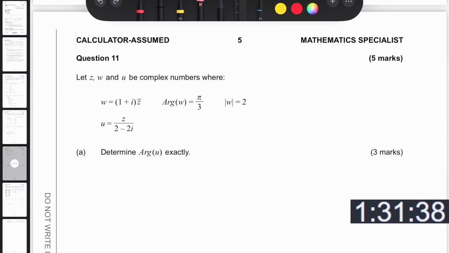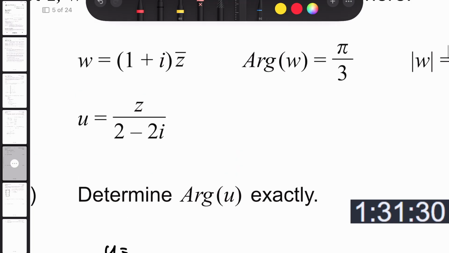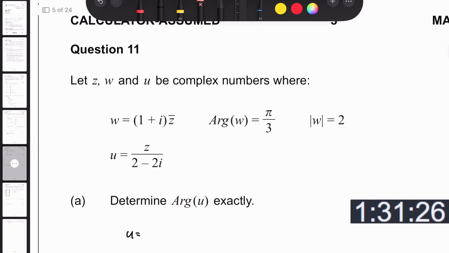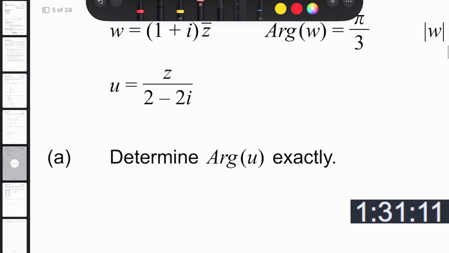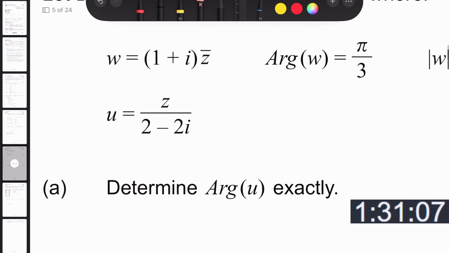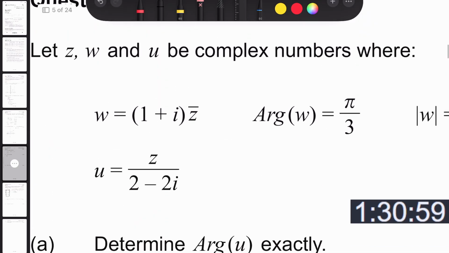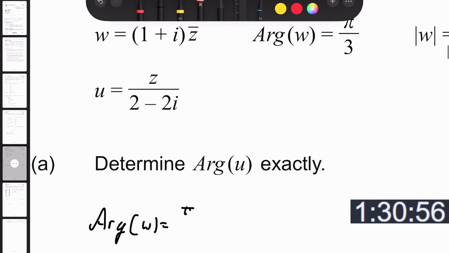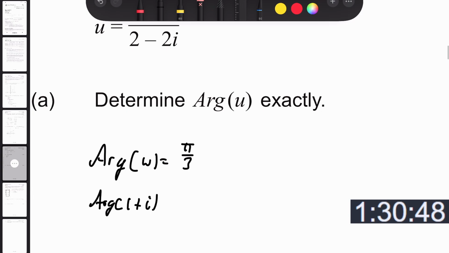Okay, let z, w, and u be the complex numbers where, what the heck, determine the argument of u exactly. So argument of u, so what is z? We don't have anything for z. Oh no, we do. We have the conjugate of z. So that's the argument of 1 plus i, so boom, it's supposed to equal that.